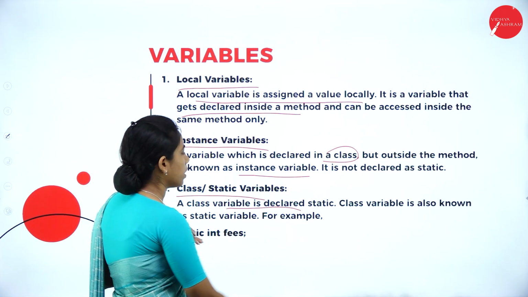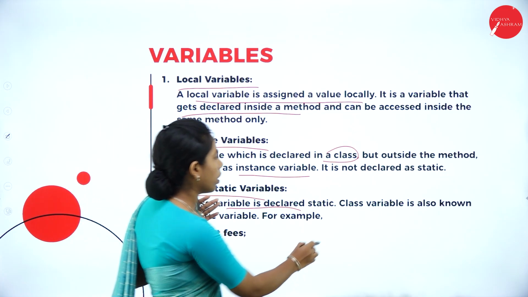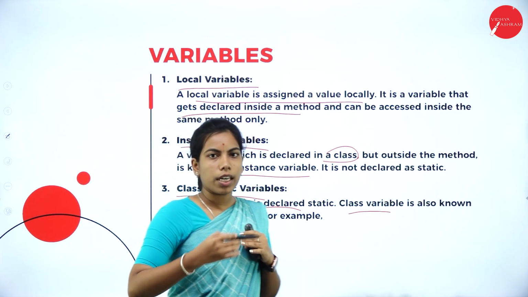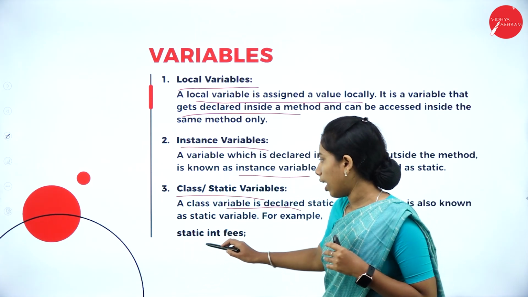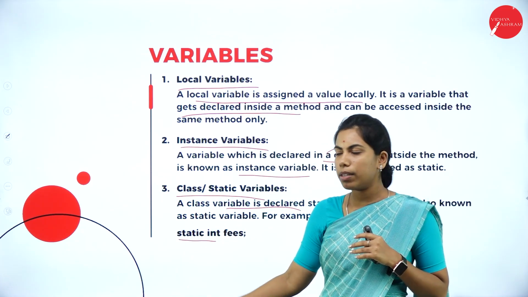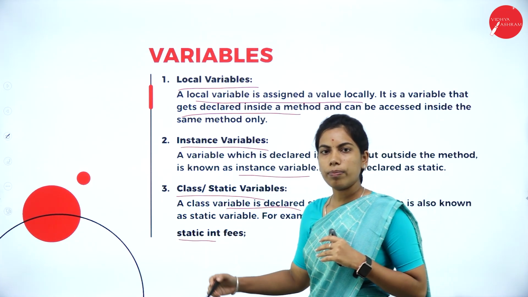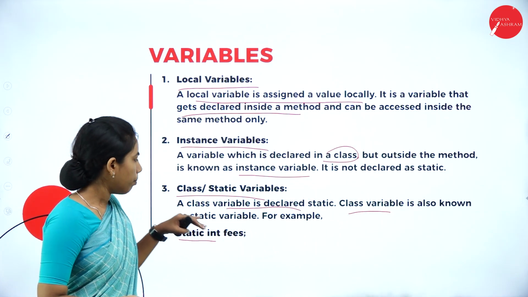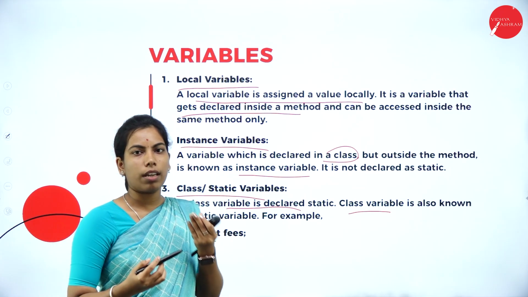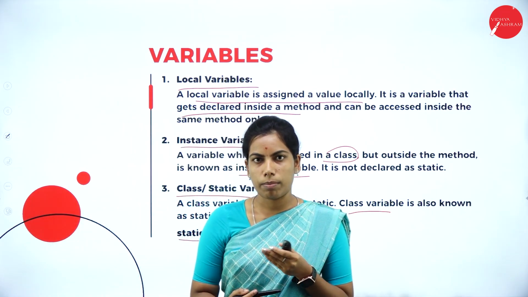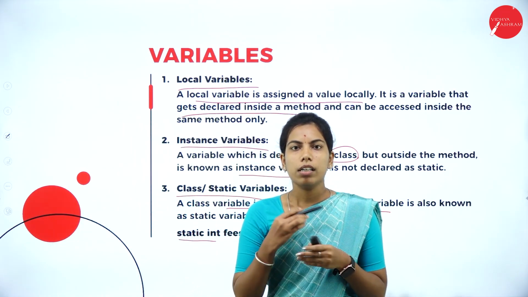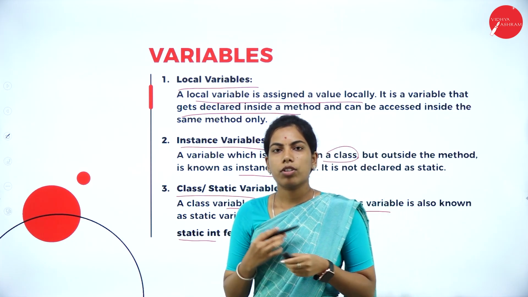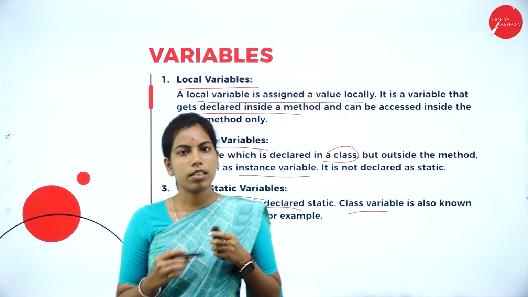A class variable is declared as static. A class variable is also known as a static variable, with the keyword static. So here you can see one simple example, static int fees. Fees is one variable which is of int type, but we declare that variable as static. That is also called a class variable. This is how you have to write the definition of all the variables. Let's demonstrate with one simple example. You will understand very clearly.